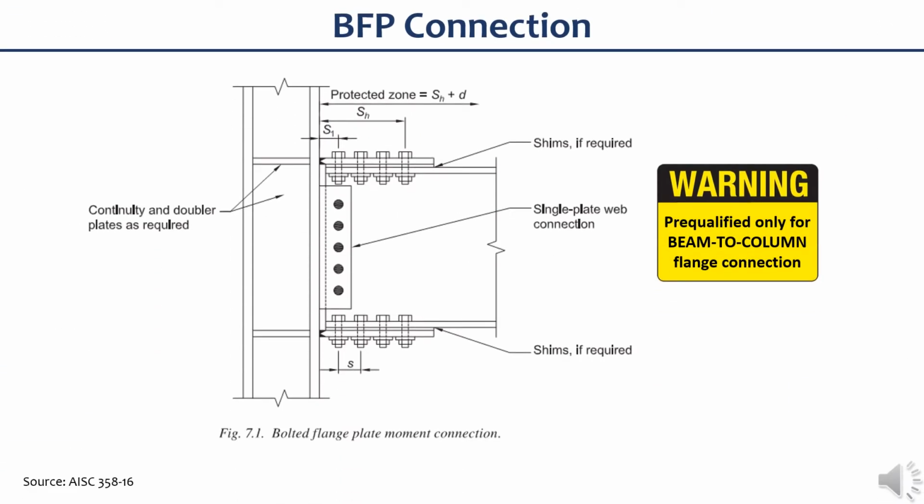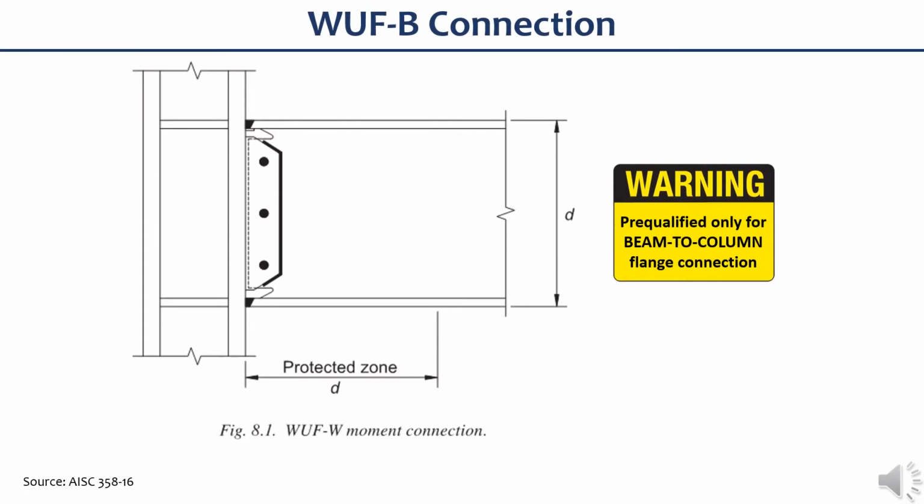This slide shows a bolted flange plate connection, which is very common here in the Philippines. Similar to RBS, this is only pre-qualified for beams that are connected to the column flange and not to the column web. This slide shows a welded unreinforced flange and welded web connection, which is very common here in the Philippines, but I doubt if the seismic detailing was implemented. Again, this is only pre-qualified for beams that are connected to the column flange.